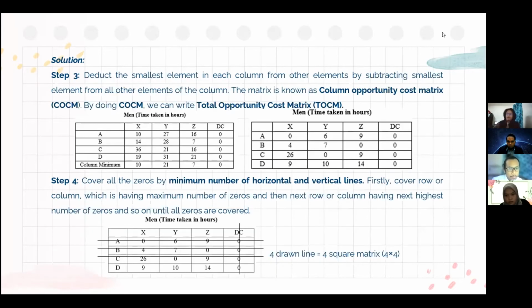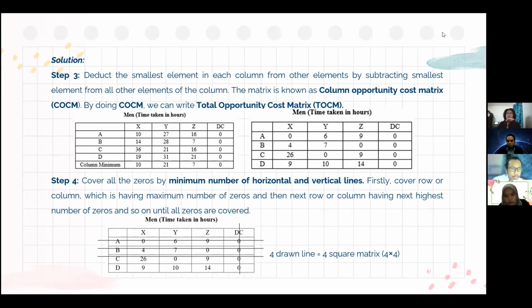Next slide. Okay, the next step is to deduct the smallest element in each column from all other elements of the column. The matrix is known as the column opportunity cost matrix, COCM. By doing the COCM, we can write the total opportunity cost matrix, TOCM. So by subtracting the smallest element, we can get the TOCM.